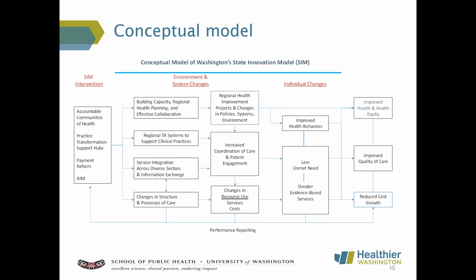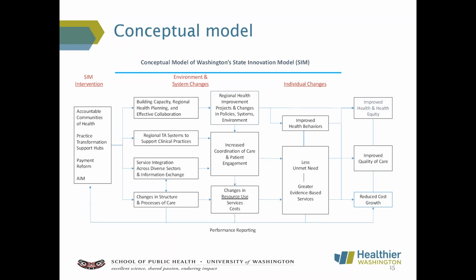And fundamentally, the basic message that the conceptual model is conveying is that in order to realize the individual level outcomes on the far right, SIM needs to first change the environment and change the healthcare system and the social service system in Washington through, for example, building capacity in accountable communities through accountable communities of health and doing regional planning, implementing regional health improvement projects, changing policies and systems which may lead to changes in health behavior, which may reduce health risks and lead to better health.